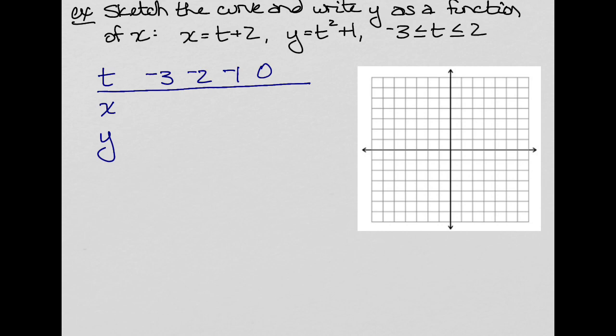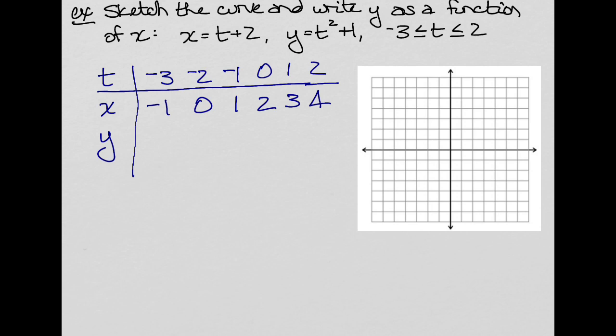You can use whatever values you want in there. I certainly am going to pick whole number values because they're easier to deal with. So here we go. If t is -3, x equals t plus 2. -3 plus 2 sounds like -1 to me. -2 plus 2, -1 plus 2, and so on. And there are my x values.